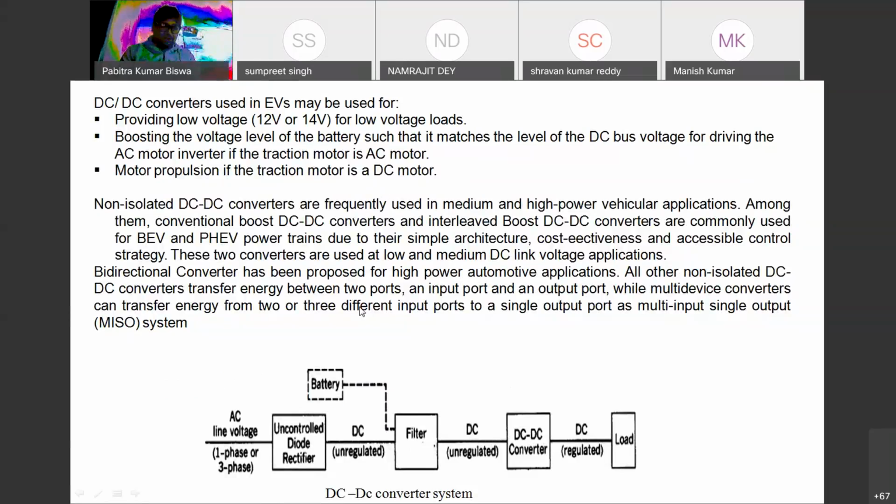I am not discussing that here. This is the DC to DC converter system where we are considering the uncontrolled rectifier. The uncontrolled rectifier gives unregulated DC. Also, we have to use the battery and filter. Then with the DC to DC converter, we get the regulated DC voltage.